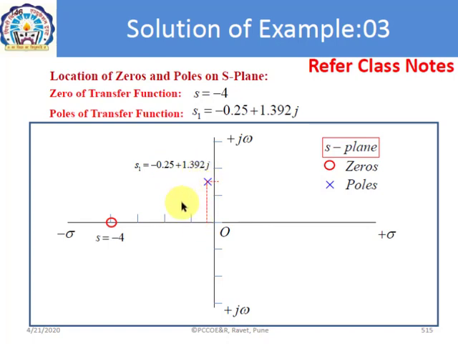Similarly, we can find a mirror image of this pole on the negative side. So the second pole is s2 is equal to minus 0.25 minus 1.392j. To locate it, we first locate the real part, that is minus 0.25. So this is minus 0.25, and on the negative j omega axis it is minus 1.392j. So here we have located it. This is the second pole. So s2 is minus 0.25 minus 1.392j. This is the second pole located.